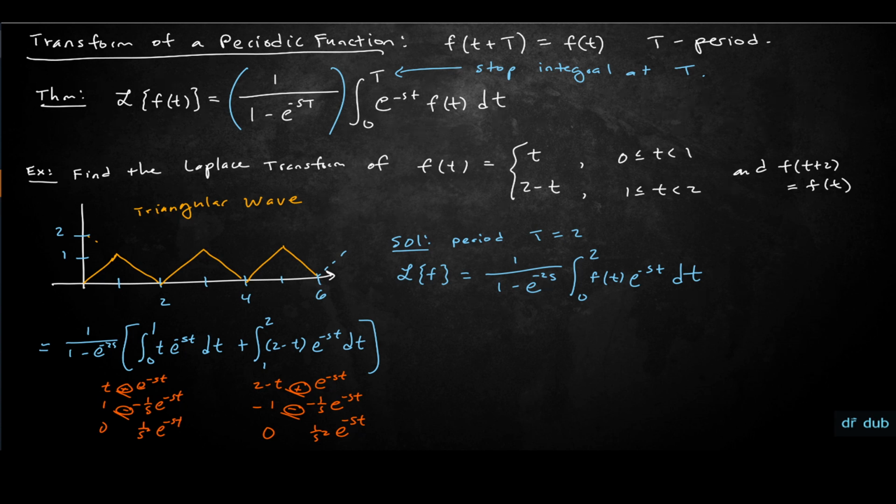So it's going to get a little nasty, but it's okay. 1 over 1 minus e to the negative 2s times, it's going to be negative t over s e to the negative st, minus 1 over s squared e to the negative st from 0 to 1. And then minus 2 minus t over s e to the negative st. Minus minus is actually plus 1 over s squared e to the negative st from 1 to 2.